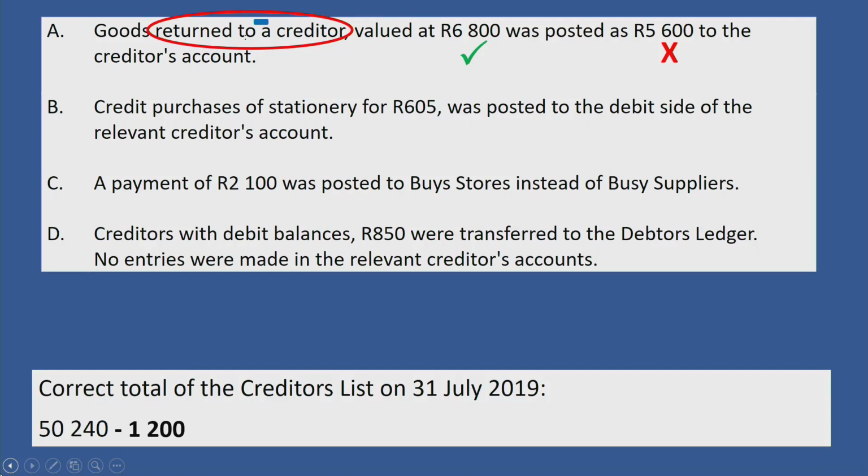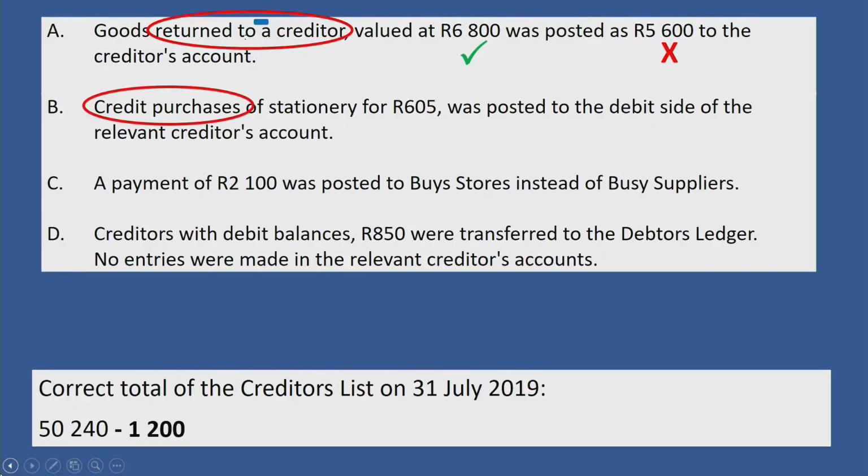Right, let's do number B. Credit purchases of stationery for 605 was posted to the debit side of the relevant creditor's account. First thing I'm going to do, circle. What am I going to circle first? You want to know, is this a purchase, a return, a payment, a discount, a transfer? We shall circle credit purchases.